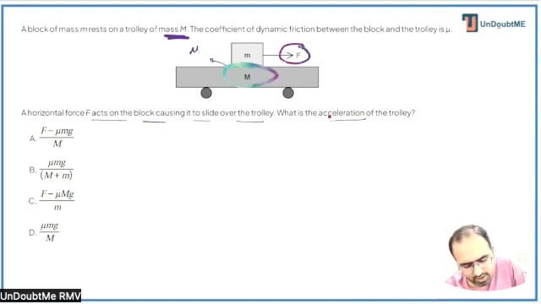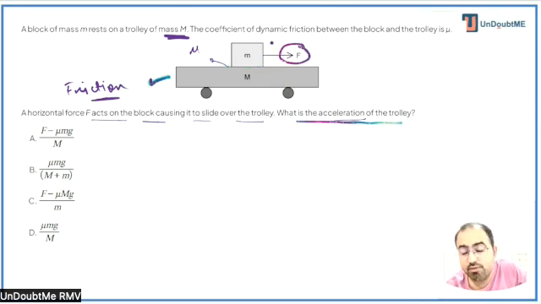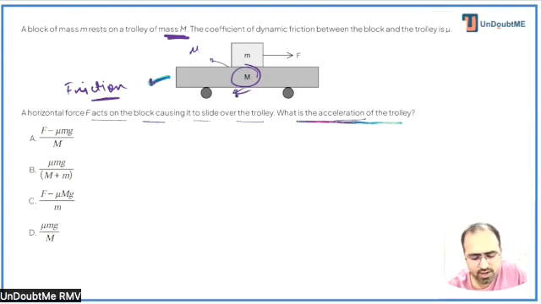They are asking the acceleration of the trolley. Trolley means the bigger mass. So the trolley will be moving because of the force of friction. Indirectly, they are asking us to calculate the friction acting on the bigger one and the smaller one. And that friction which acts on the smaller one, as a reaction, will move the bigger one also. And that will be the net force acting on the bigger block or the trolley.